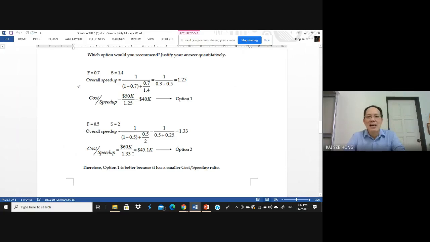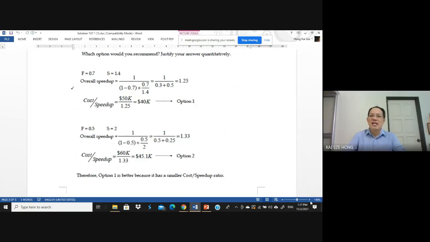Whereas for the second option, the speedup will be 1.33. You can do the 1.33 speedup, but the cost per speedup is 45,100 dollars. So this is option 2. Therefore, option 1 is better because it has a smaller cost over speedup ratio. So this is the answer.